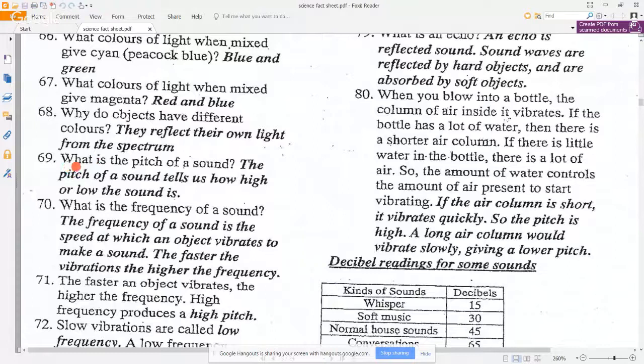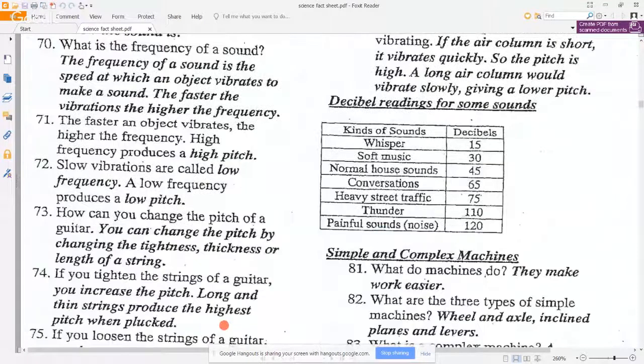Number 69. What is the pitch of a sound? Well, the pitch of a sound tells us how high or low the sound is. 70. What is the frequency of a sound? The frequency of a sound is the speed at which an object vibrates to make a sound. The faster the vibrations, the higher the frequency. The faster an object vibrates, 71, the higher the frequency. High frequency produces a high pitch.